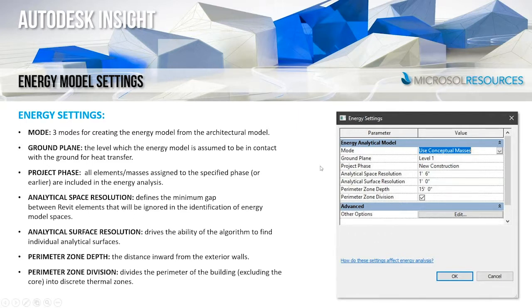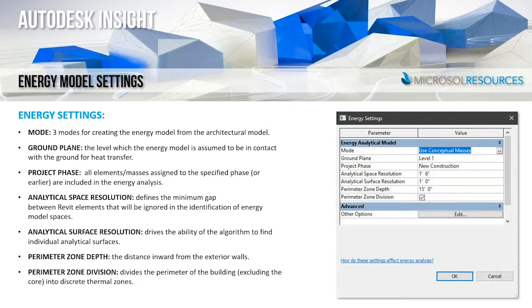So let's walk through some of these standard settings here just so you can become familiar with them a little bit. Revit actually offers 3 different modes for creating the energy model from the architectural model. So this setting is showing right now use conceptual masses. For all cases, however, I recommend that you use the default mode, use conceptual masses and building elements. So I wouldn't use this. I would use the one that's labeled use conceptual masses and building elements.